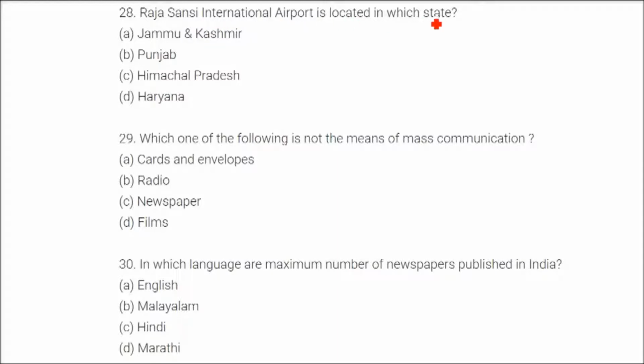Rajasansi International Airport is located in which state? The answer is Punjab. Which one of the following is not the means of mass communication? It is cards and envelopes, because radio, newspaper, films reach the masses, that is a lot of people at the same time. In which language are the maximum number of newspapers published in India? It is Hindi.